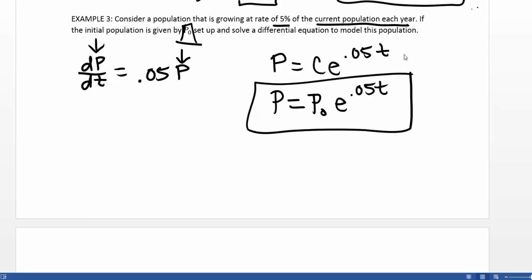So this is a way that we can write a function for this particular population, by starting with the differential equation and then solving. So remember, P sub 0 represents a number, which is the initial population, and our variables are P, which is our dependent variable, and t, which is our independent variable. Let's look at another example.